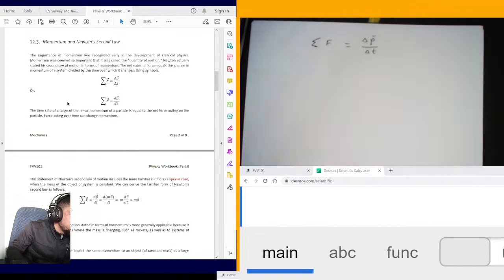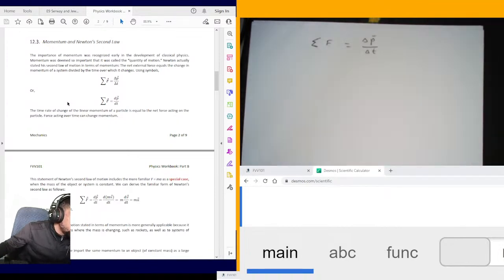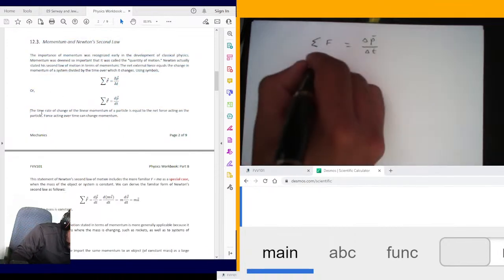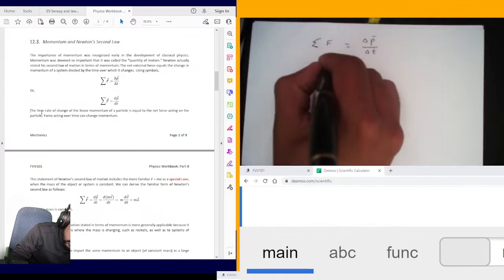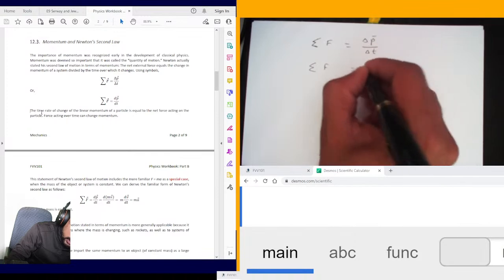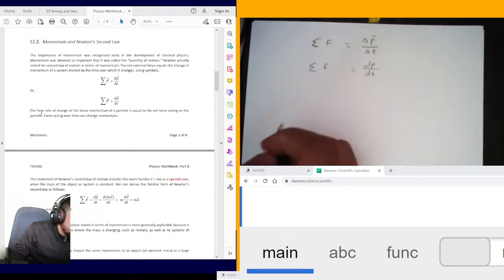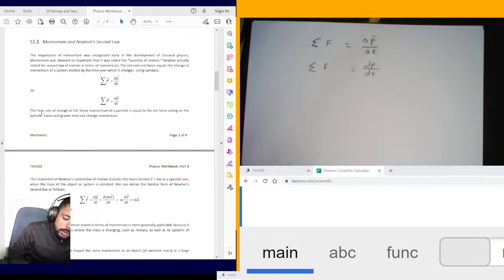Basically, the time rate of change of linear momentum is equal to the net force acting on that particle. Here it is. You can also write this in terms of infinitesimals. It says the small rate of change in the momentum over time is equal to the net force acting on that particle. Now, we say particle here.